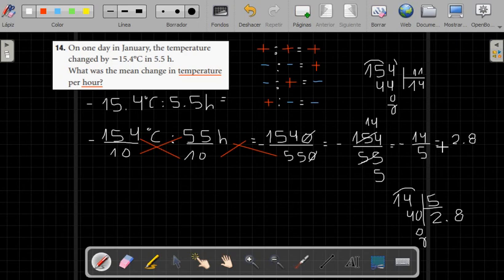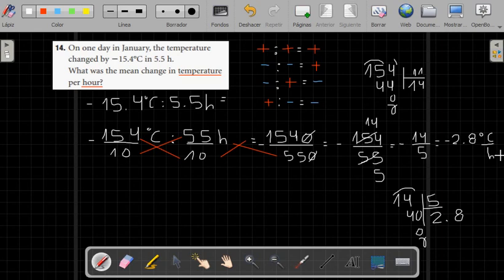And the result is going to be negative. Don't forget about that. Now, what is going to happen with all of these units? What happened with them? Well, it's very easy. We don't have to complicate it. The answer is this. Minus 2.8 Celsius degrees per hour.